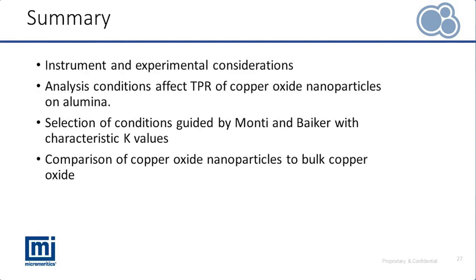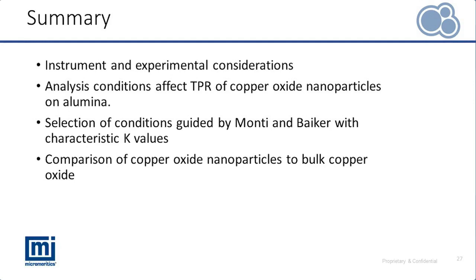This brings us to conclude the current case studies on temperature program reduction. Here we discuss the importance of not only experimental conditions, but instrumental as well for best results and ease of use. We show how analysis conditions such as heating rates, total flow rates, gas concentrations, and amount of reducible species affects TPR and its sensitivity to these changes.